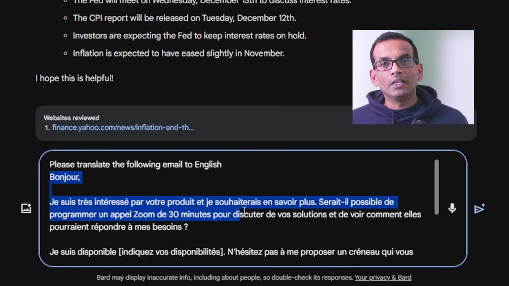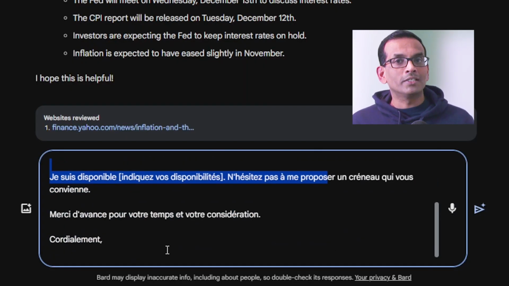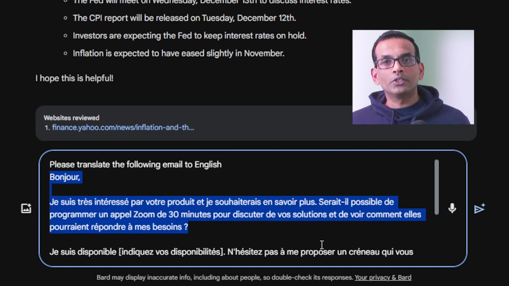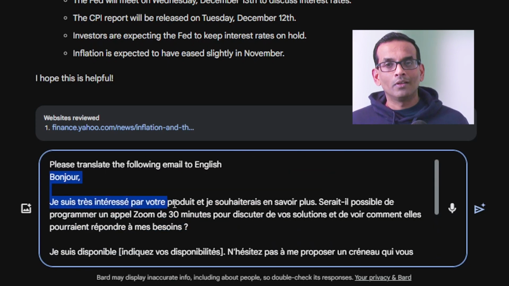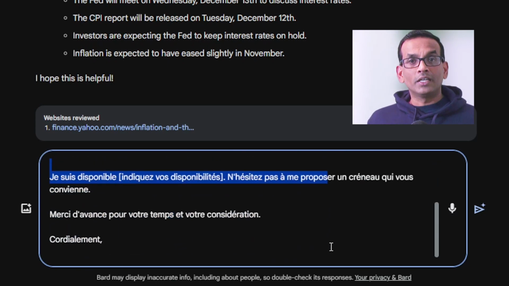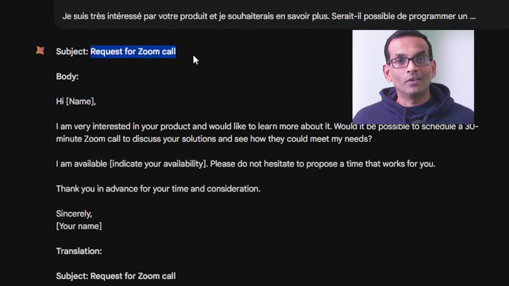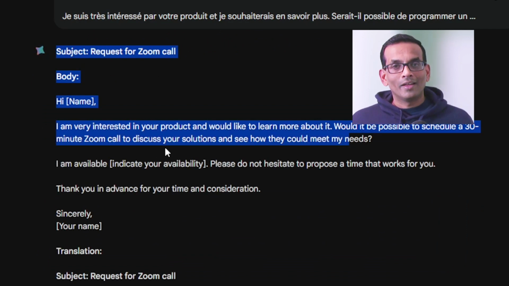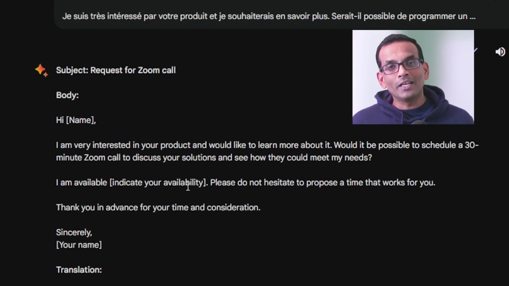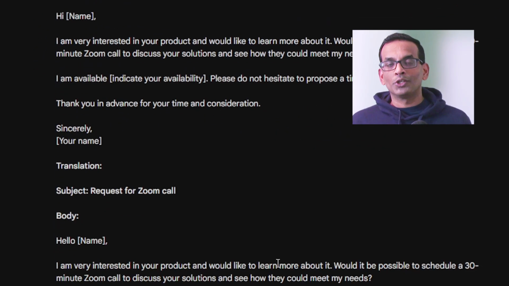These tools can also be used to translate content from one language to a different language. For example, I received an email written in French, which I cannot read. So I asked Bard to translate it for me. See the result. It translated the email in French to English. Keep in mind that AI translation may not be 100% accurate. So it is a good idea to double check it yourself or ask someone else to review it.